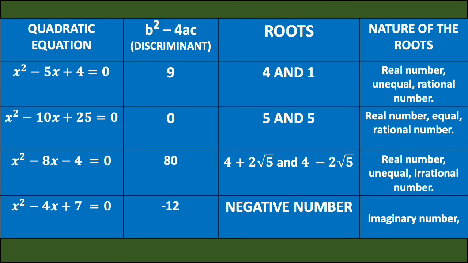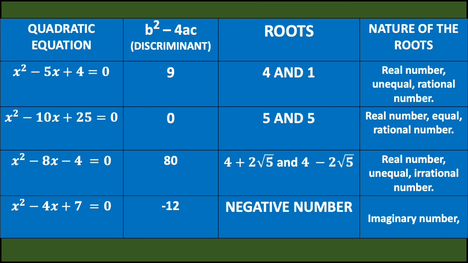Let us now have the summary of our discussion. We have, if the quadratic equation is x squared minus 5x plus 4 is equal to 0, the discriminant is 9, and 9 is a perfect square, and at the same time it is greater than 0. Our roots 4 and 1, if you will notice, they are real numbers, unequal, and at the same time they are rational numbers.